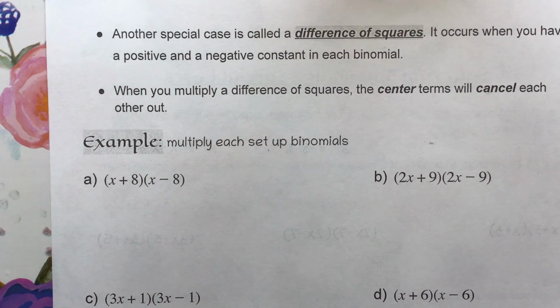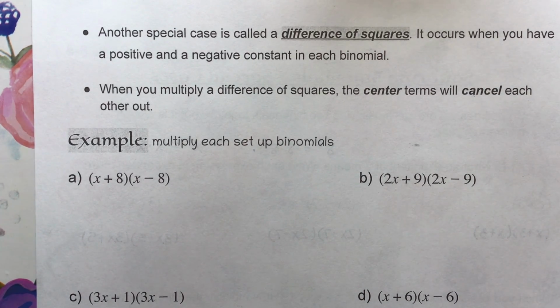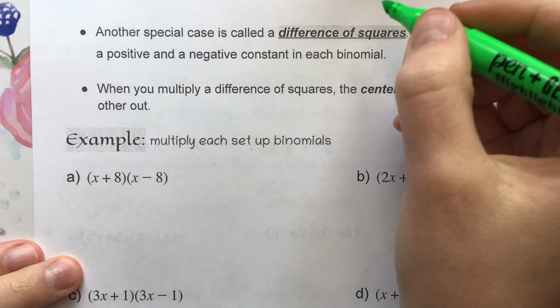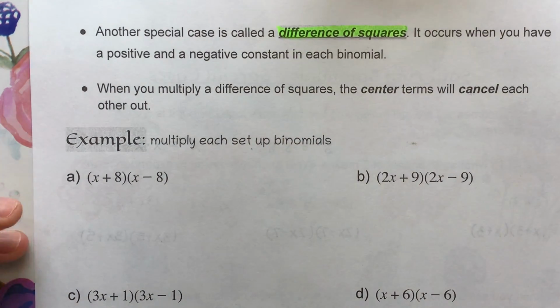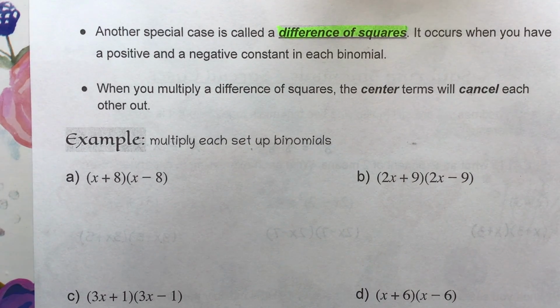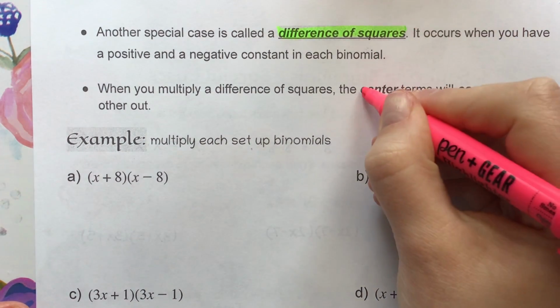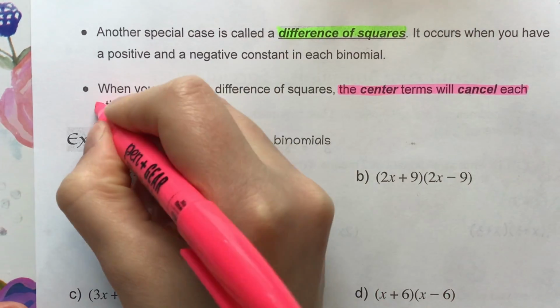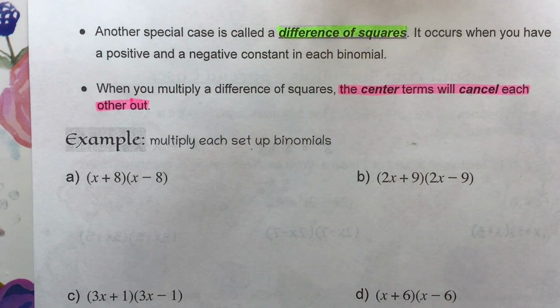Now there is one other type of special case we're going to talk about, and this other special case is something called a difference of squares. A difference of squares is when you have a positive and a negative constant in each binomial. So the parentheses are going to look just about the same, except one is going to have a plus sign and one is going to have a negative sign. And what's going to happen with this is when you have a plus and a negative, the center terms will cancel out. So that's why these are special.